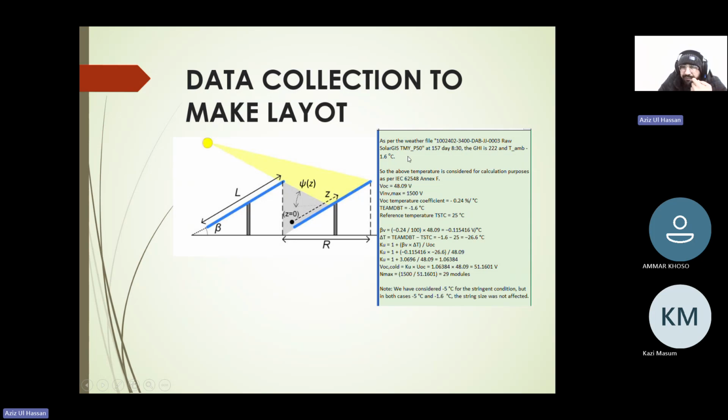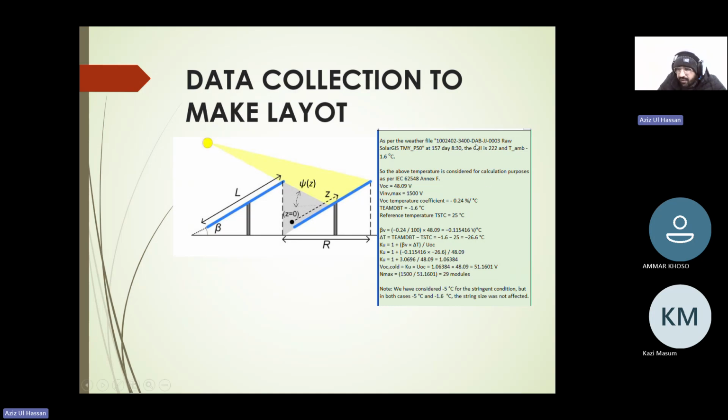I found that at day 157, at 8:30, the GHI value is 220 and the temperature is minus 1.6. So when you are calculating the PR, your irradiance should be minimum 100 watt per meter square. When your irradiance is lower than 100, you will not perform the PR calculation. When it is higher than 100, you will do the PR calculations.